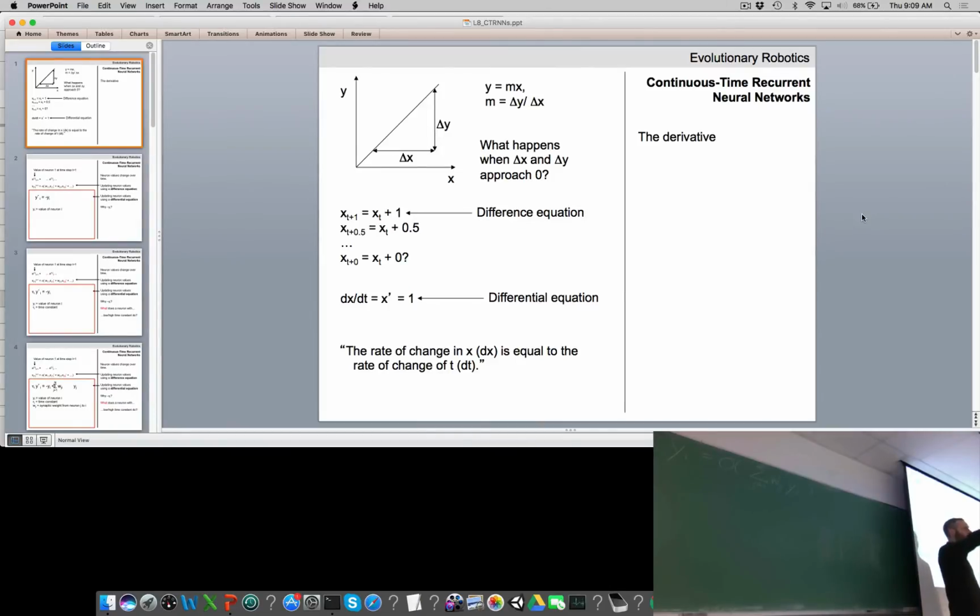Let's imagine we're watching our robot moving. It moves 1 meter for every second, right? 1 second elapses, the robot travels 1 meter. We can write that down as a difference equation, right?